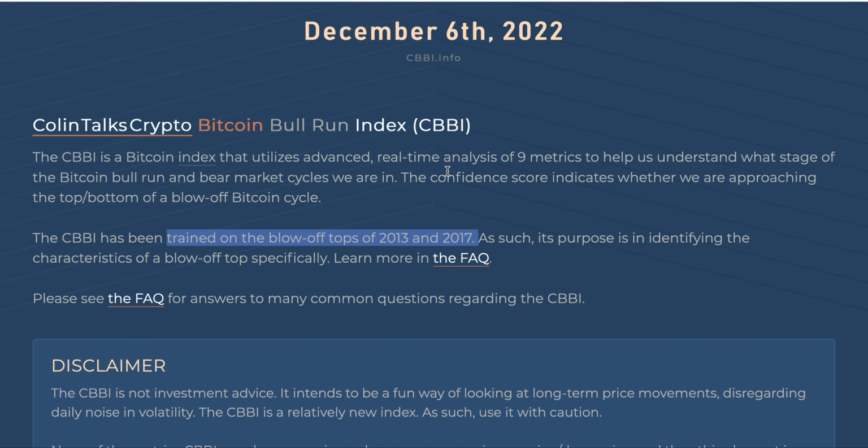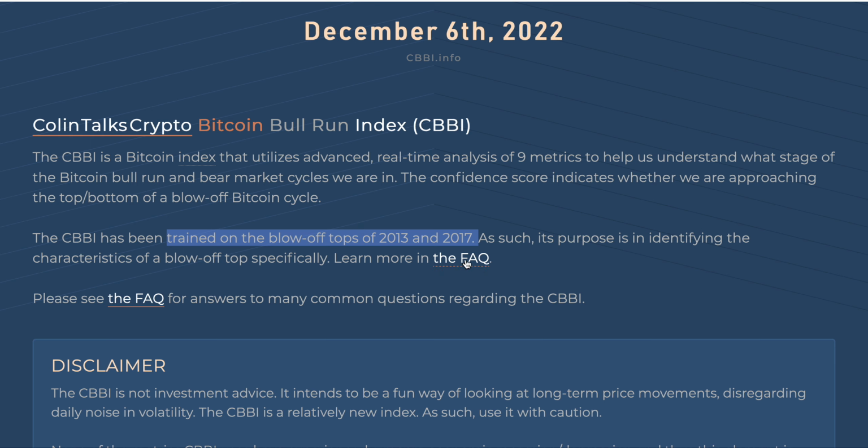So this is the one I was telling you about first. This is Colin Talks Crypto Bitcoin Bull Run Index, and he called it CBBI. Basically, the key point is that it's been trained to pick blow-off tops specifically, not pick the bottoms. But it seems to be useful for both. So it's been trained on the two blow-off tops, 2013 and 2017.